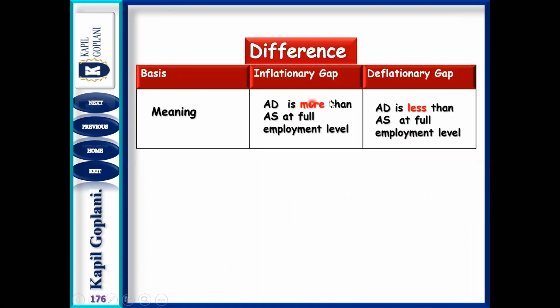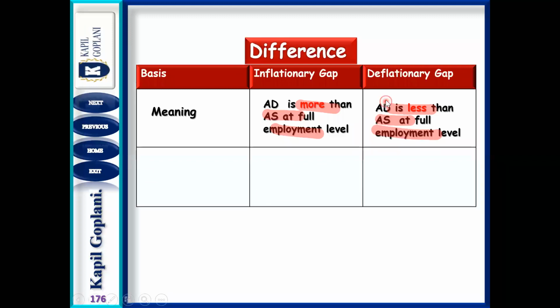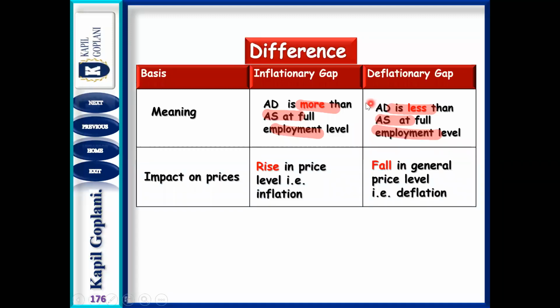Okay, so these were inflation and deflation. Now let us understand the difference between the inflationary gap and the deflationary gap. First, let me explain with the meaning. In inflation, AD is more than AS at full employment level, and in deflation, AD is less than AS at full employment level. Means when AD is moving up, there will be an inflationary gap. When AD is moving down, there will be a deflationary gap.